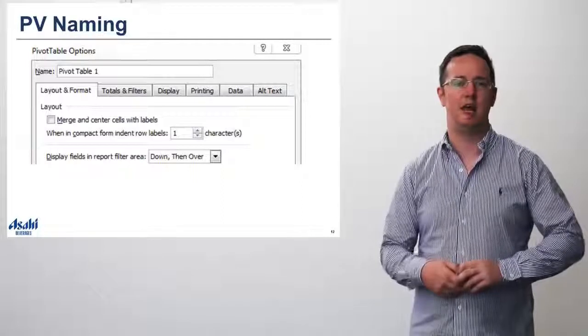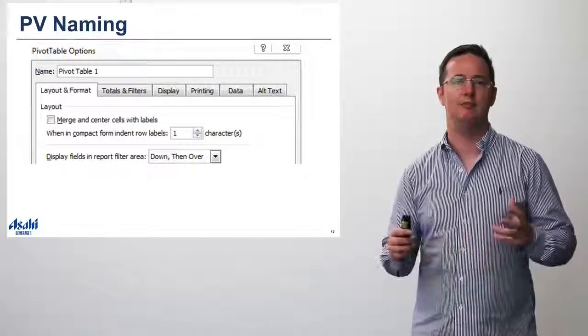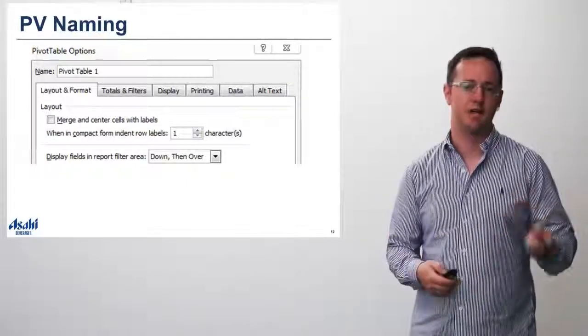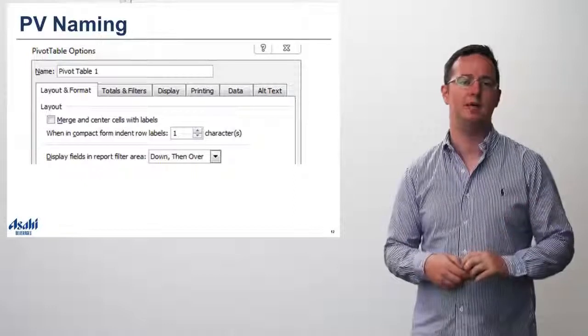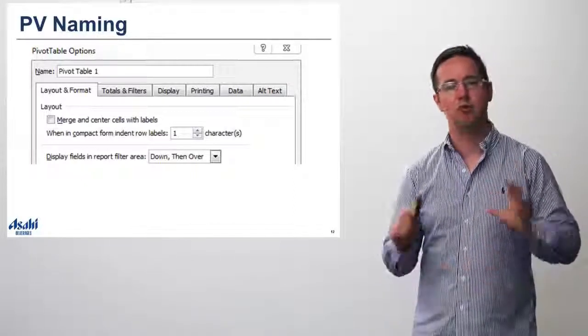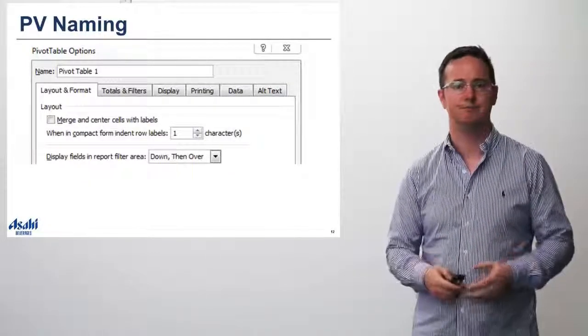Pivot table naming. So when you insert a pivot table, you get a default name, pivot table 1. If you copy that pivot table, it becomes pivot table 2. So this is a bit of housekeeping for something that we're going to use later on to identify pivot tables. So you want to rename your pivot table with an appropriate context.